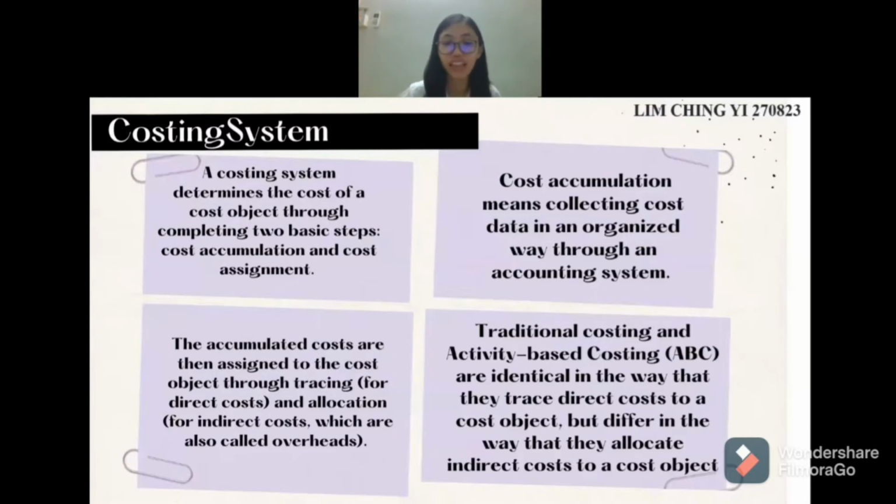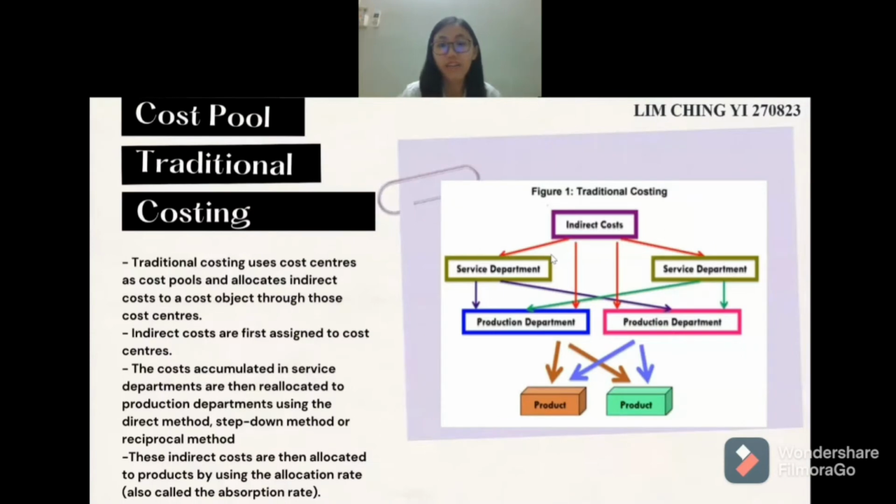Traditional costing and activity-based costing are identical in the way that they trace direct costs to a cost object, but differ in the way that they allocate indirect costs to a cost object. For the cost pool, traditional costing uses cost centers as cost pools and allocates indirect costs to a cost object through those cost centers.